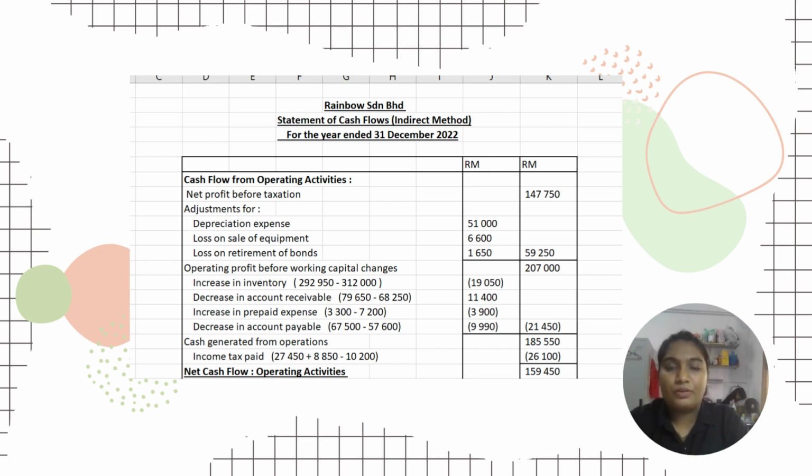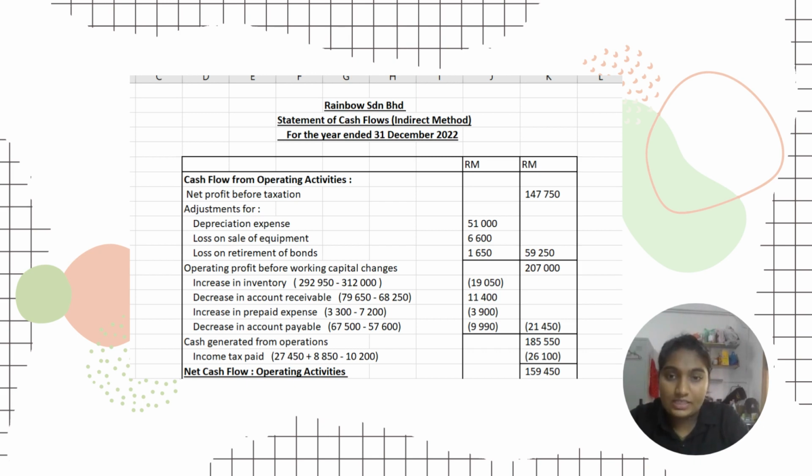So for the operating profit before working capital changes, we will plus both the net profit before taxation and also the adjustments, and the value will be 207,000, and followed by the working capital changes. For working capital changes, we can get it from the changes in current asset and also the changes in current liabilities. First of all, increase in inventory, and the values we can get it from the comparative statement of financial position for both 2021 and 2022.